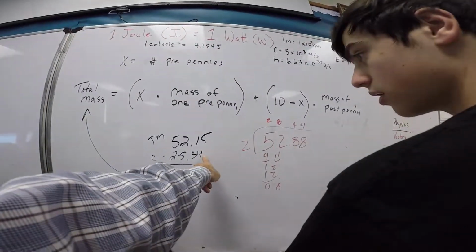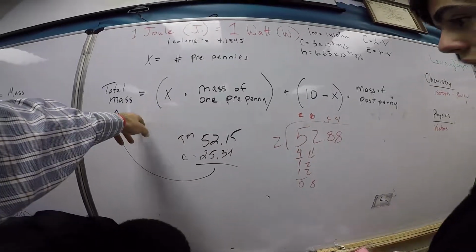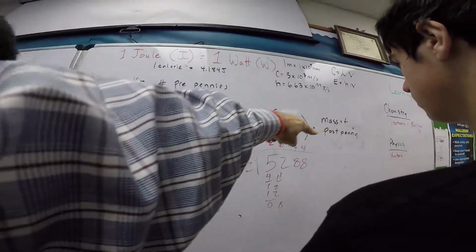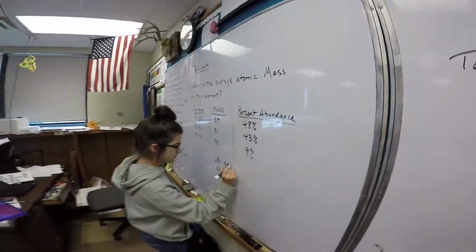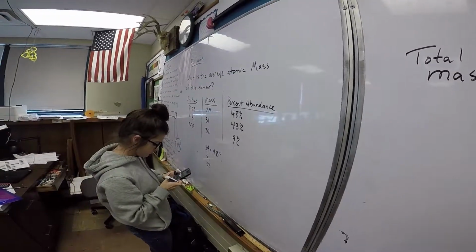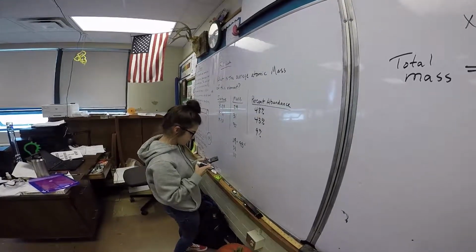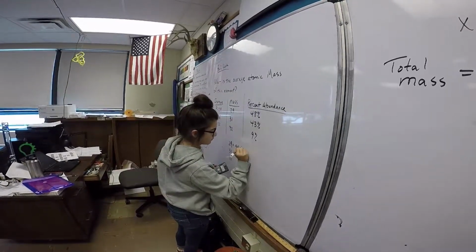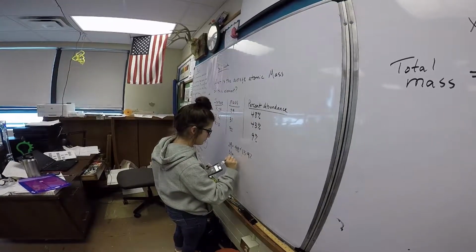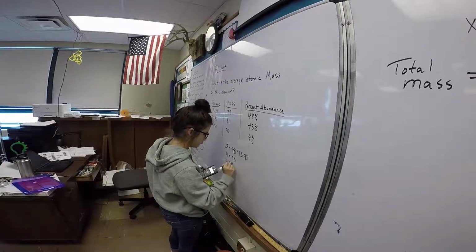Container mass minus the container. Penny mass goes here. This should be around 25 or 26. And then you're going to find the mass of a pre-penny, mass of a post-penny, and solve for x. Math they teach you can't multiply times a percent. Then just going to take 31 times 0.43. And then 32 times 0.09.